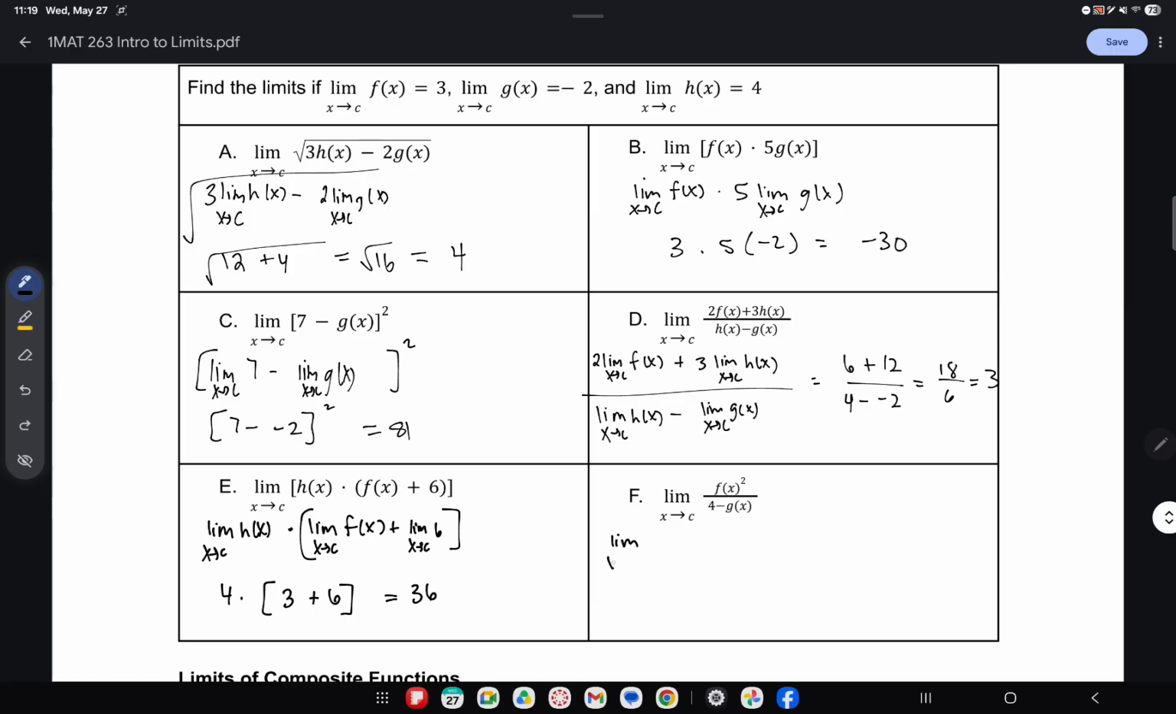All right, we've got the limit as x approaches c for f of x squared divided by the limit as x approaches c of 4 minus the limit as x approaches c for g of x. So f was 3. 3 squared is 9. 4 and g was -2, so I get 9 over 6, which I can reduce to 3/2.